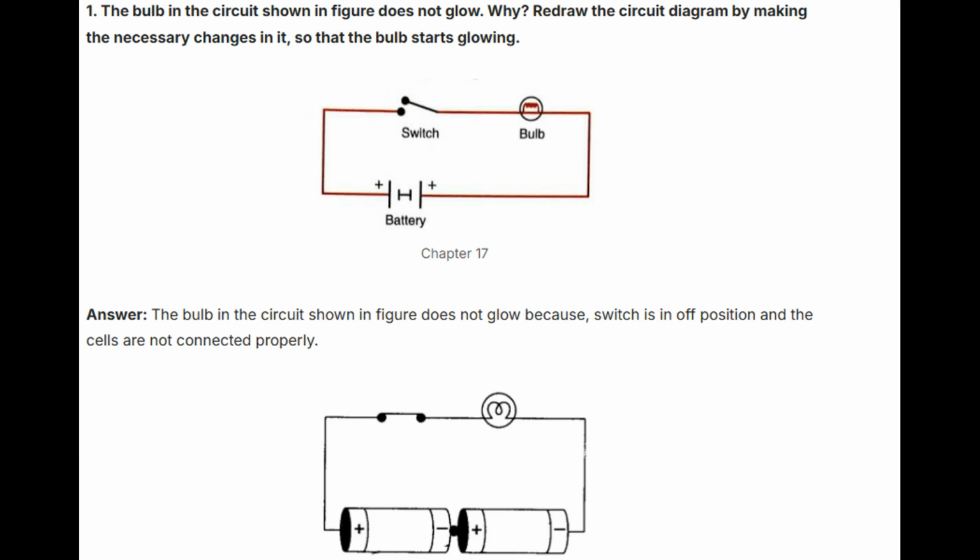Question answer. First, the bulb in the circuit shown in the figure does not glow. Why? Redraw the circuit diagram by making the necessary changes in it so that the bulb starts glowing. Answer. The bulb in the circuit shown in the figure does not glow because the switch is in off position and the cells are not connected properly.